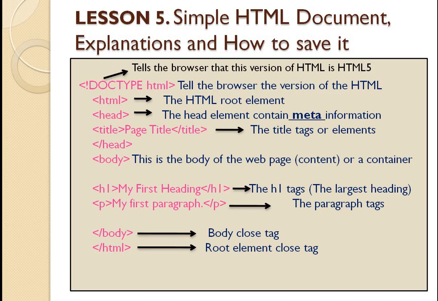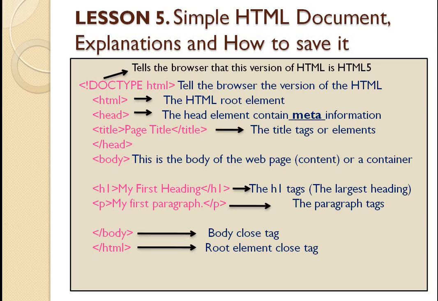Now the first thing you can see is the angle bracket, then the exclamation mark, then we have what we call doctype HTML. This doctype represents the type of document that the browser needs to render. When you see something like this, we are talking about the latest HTML5. It tells the browser that this version of HTML is HTML5. That's what I put there.